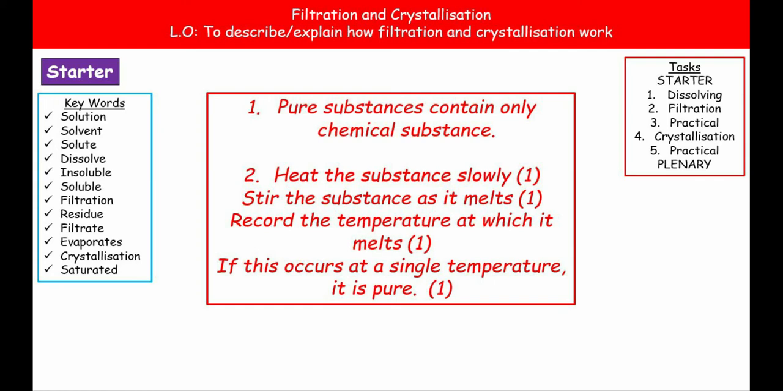The first mark is for saying we heat the substance slowly. Second mark if you said to stir it as it melts. Third mark, record the temperature at which it melts. And the final one is for pointing out that if this melting occurs at a single temperature, we have a pure substance. So a total of 5 marks available to us across the 2 questions. Add up your score and give yourself a mark out of 5 in your books.